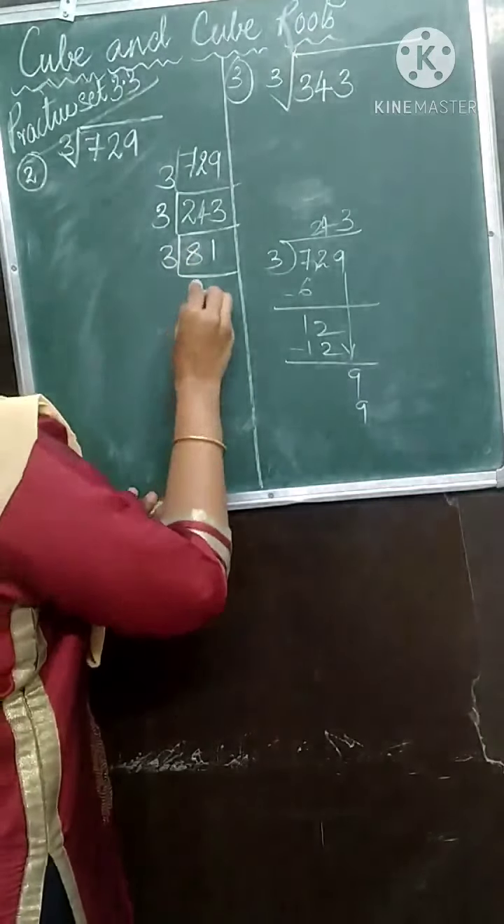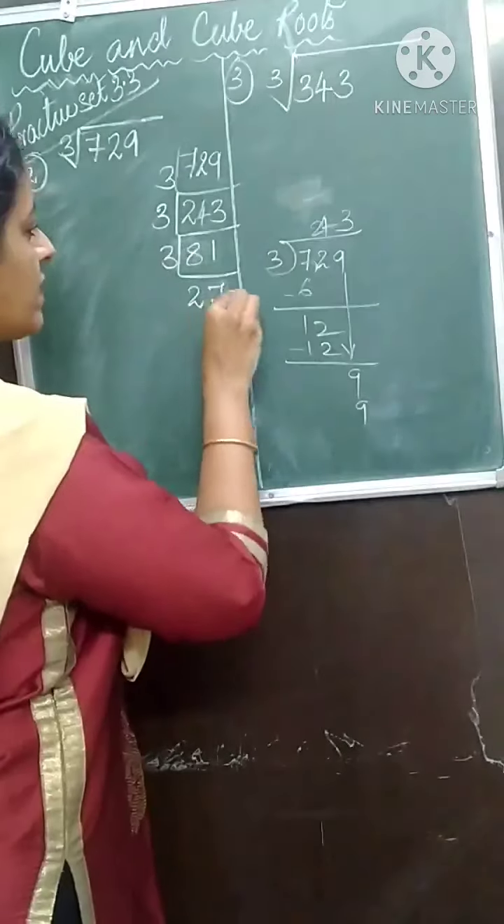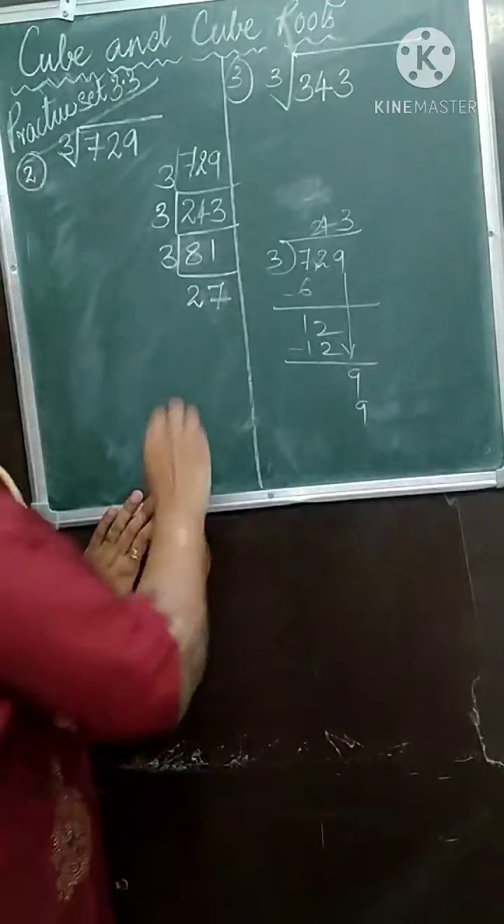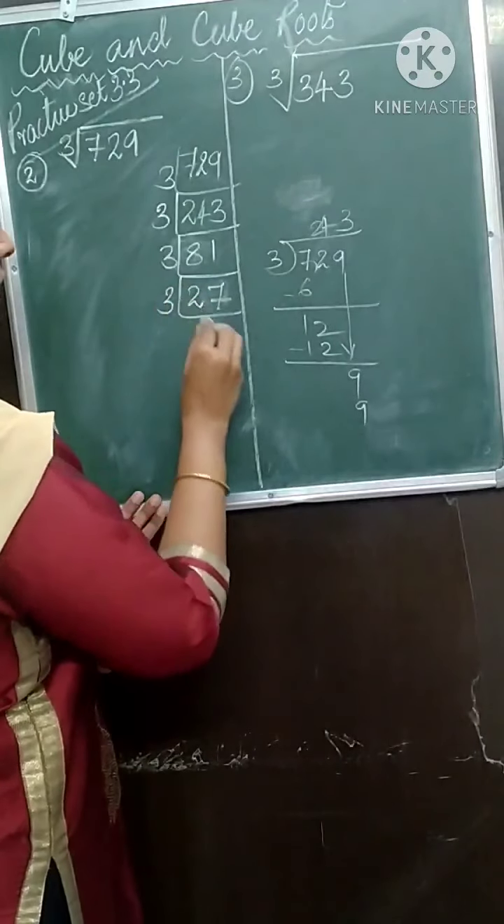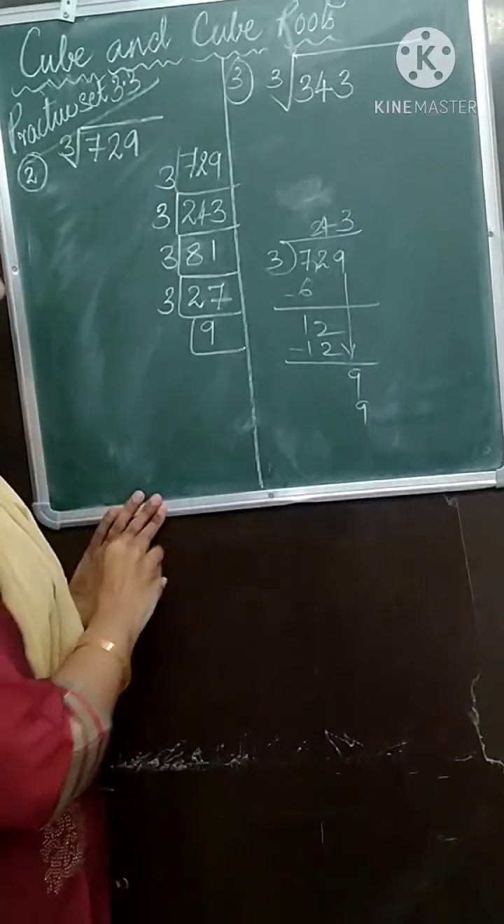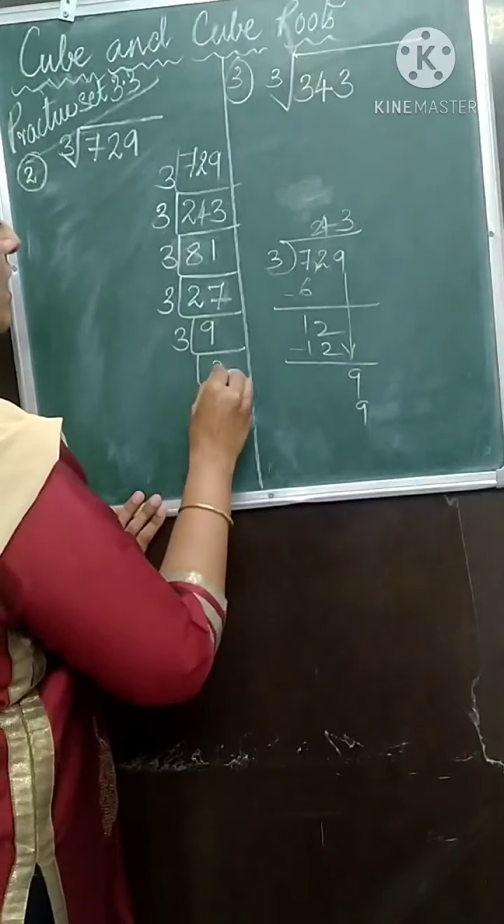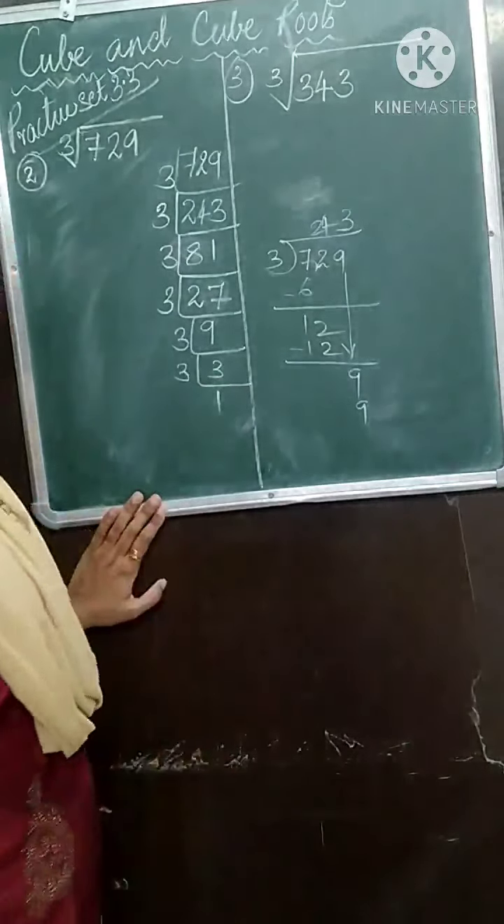Yes. 3 2s are 6. 3 7s are 21. Now again 3 9s are 27. 3 3s are 9. 3 1s are 3.